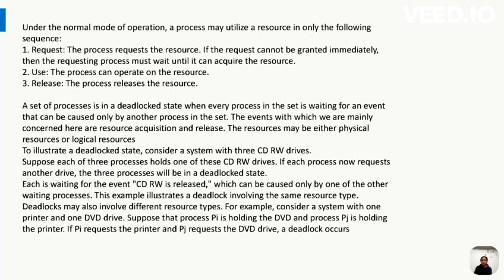Deadlock may also involve different resource types. For example, consider a system with one printer and one DVD drive. Suppose the process Pi is holding the DVD and the process Pj is holding the printer. If Pi requests the printer and Pj requests the DVD, a deadlock occurs.